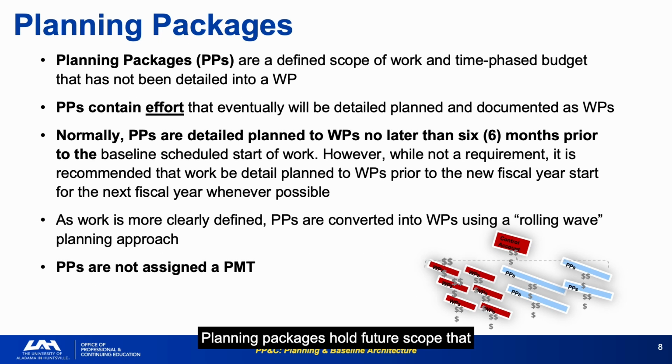Planning packages hold future scope that hasn't yet been detailed into work packages. They represent funded, scoped work that will be planned in detail as the project approaches that period. My rolling wave guidance: planning packages normally convert to work packages no later than 6 months prior to scheduled start. But best practice is to convert them before the new fiscal year starts, so performance measurement can begin immediately on schedule. Planning packages do not receive a performance measurement technique because they aren't being actively performed. They're holding budget for future work. Converting them to work packages before that work begins is a key planning responsibility.